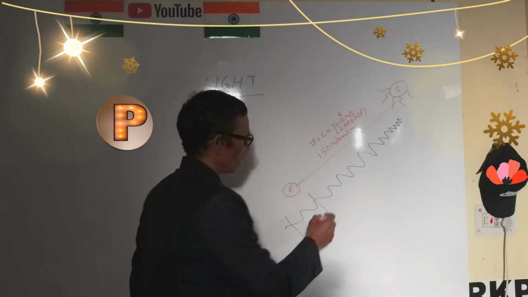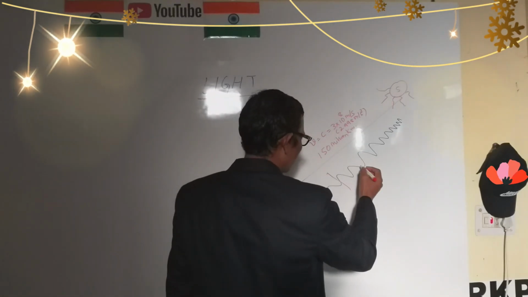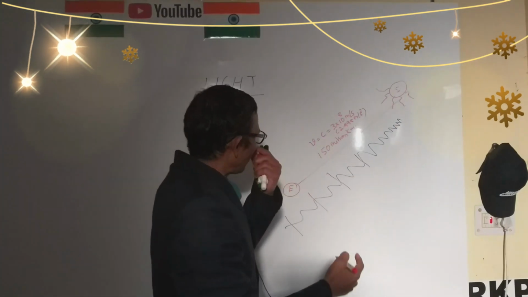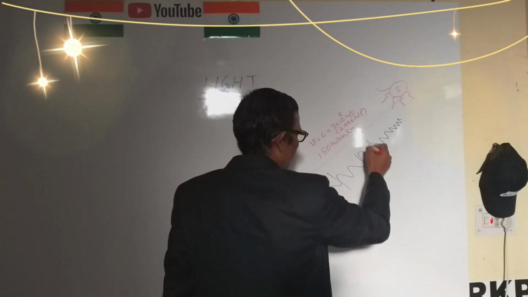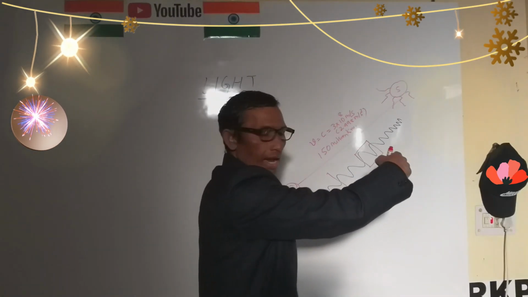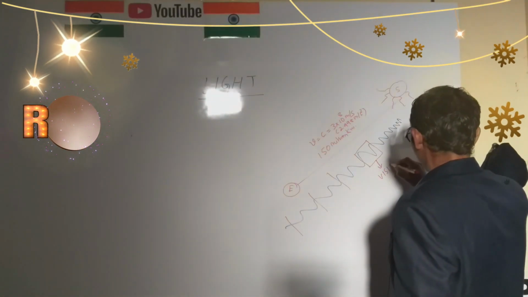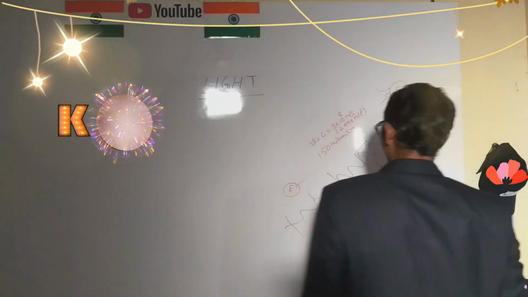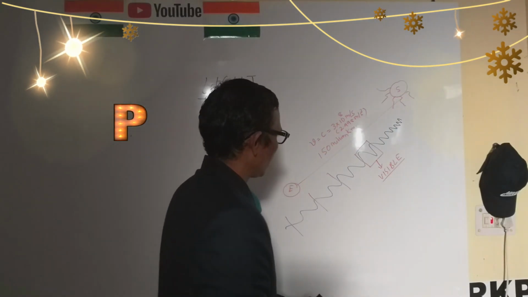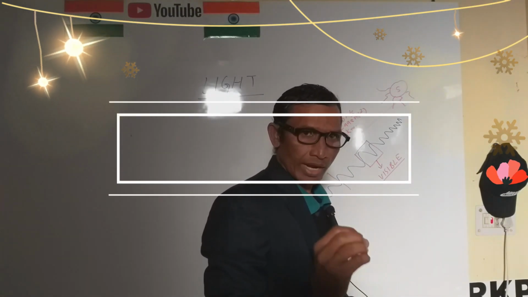Here is radio, this is long radio wave, and this is infrared, and after infrared there is visible light. This is ultraviolet, X-ray, gamma ray. So here is the visible ray, and its wavelength range is from 400 nanometer to 700 nanometer.